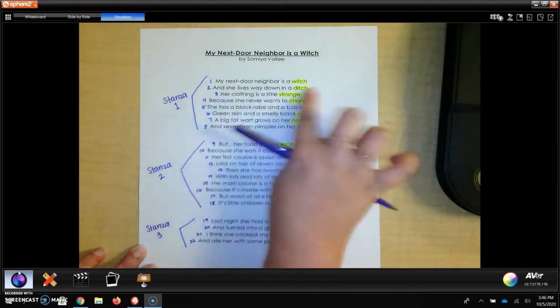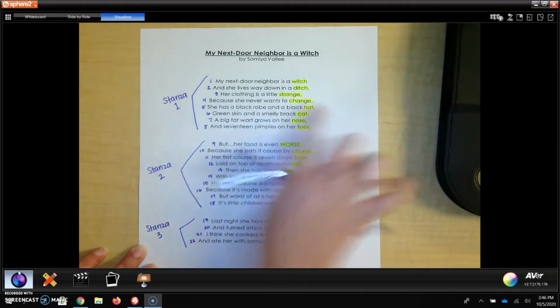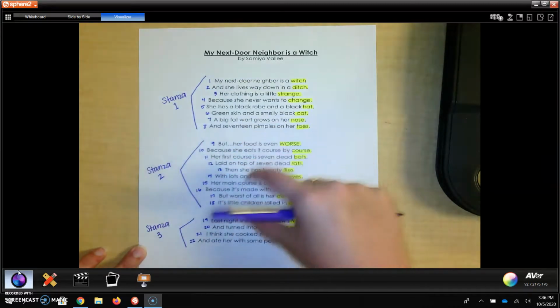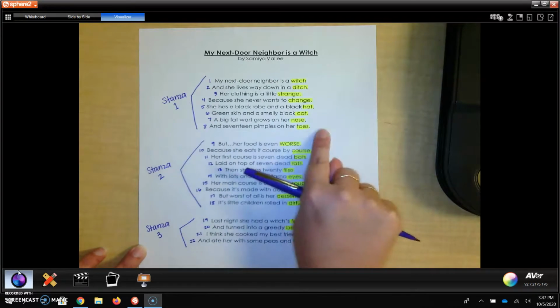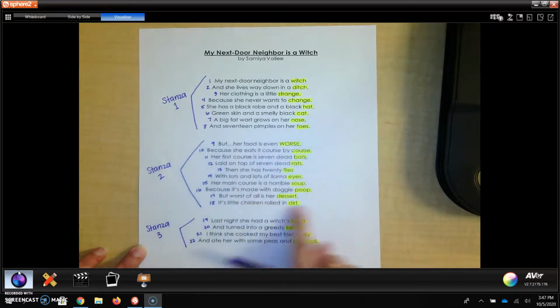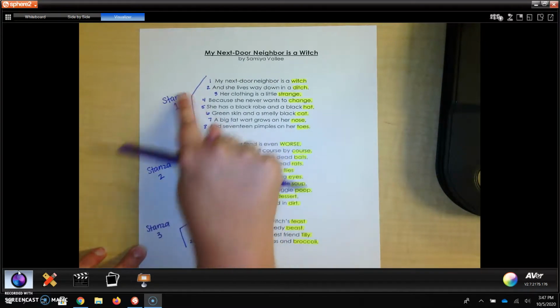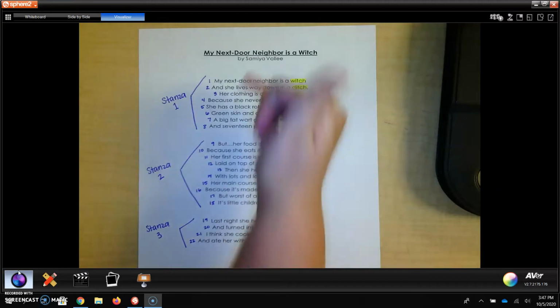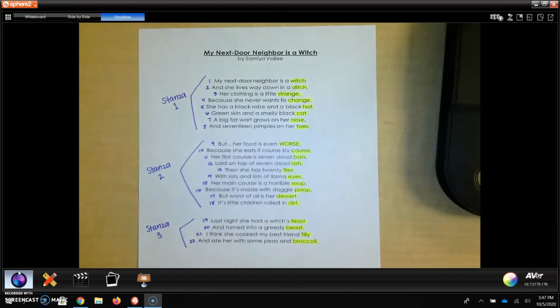So this poem, My Next Door Neighbor is a Witch, has a total of 22 lines. And remember, a line is a row of words. And it has 3 stanzas, which are groups of lines. We have 1 separated by a space, 2 separated by a space, 3. So 1, 2, 3, 3 stanzas. So for today's activity, you're going to be identifying how many lines are in a poem and how many stanzas are in a poem.